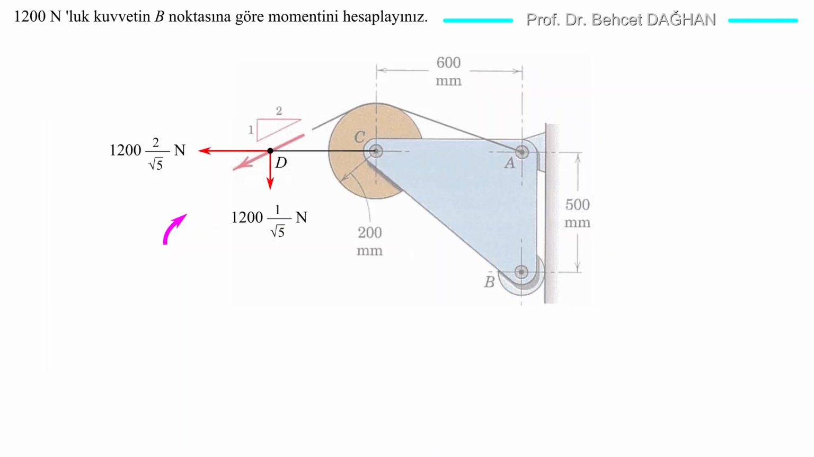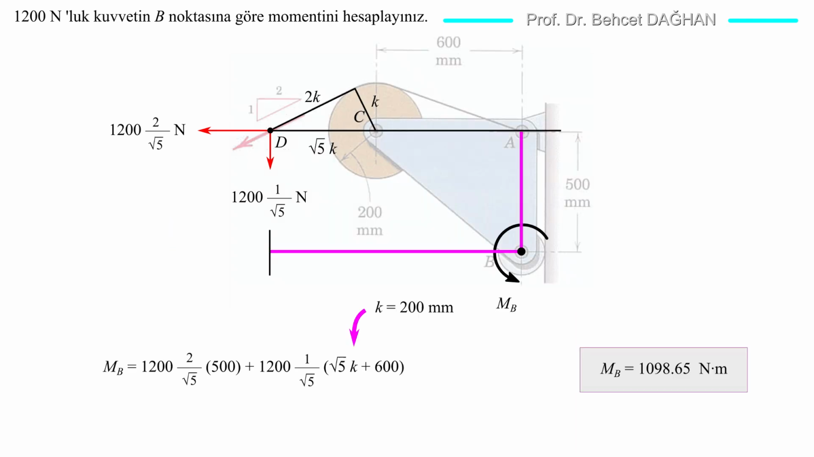Another alternative, we can shift the force to the horizontal line passing through point C and resolve it into two rectangular components there. This time, we need to find the distance CD when finding the moment arm of the vertical component. Again, the resulting triangle's vertical sides are in the ratio of 1 to 2. I call them K, 2K, square root 5K. The distance K is equal to the radius. So, 200 millimeters, square root 5K is the length we need. We'll write 200 millimeters instead of K and find the moment.